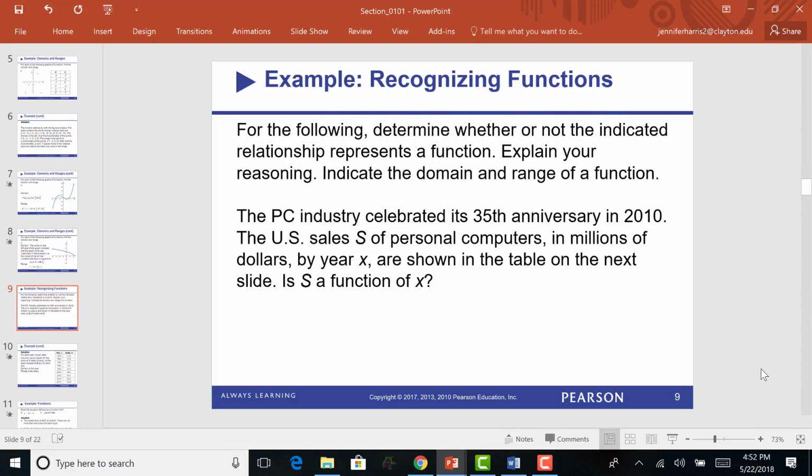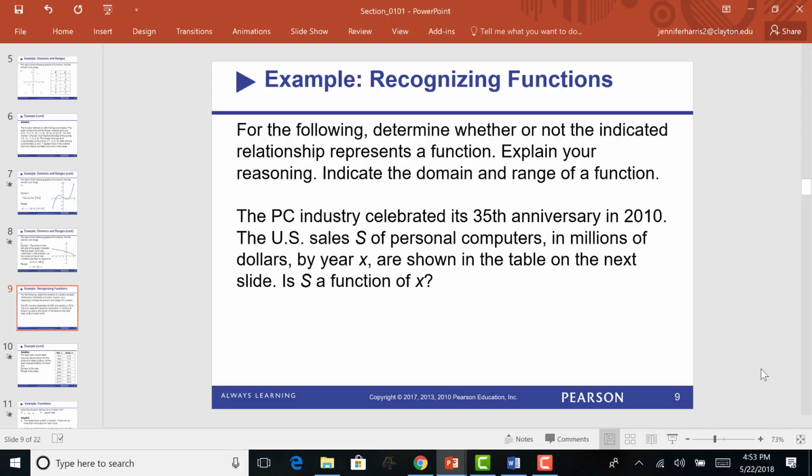All righty. Real world, real life. Let's talk about it now. For the following, determine whether or not the indicated relationship represents a function. Explain your reason, and indicate domain and range. There will always be a topic of conversation, and when you start doing word problems, because y'all know this is a word problem class, you need to make sure you understand the conversation we're talking about. What the topic is, and does it make sense?